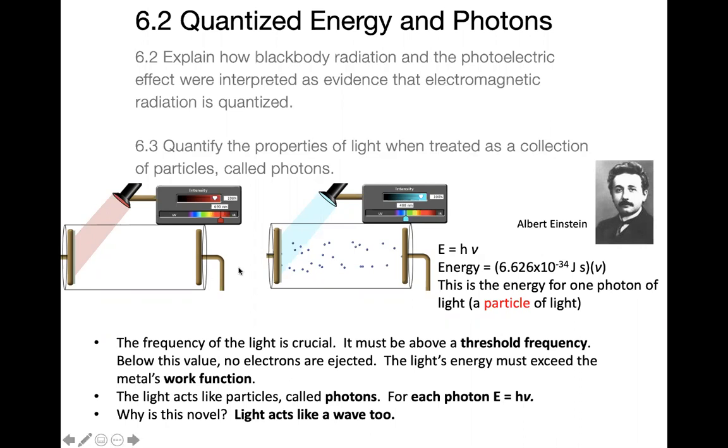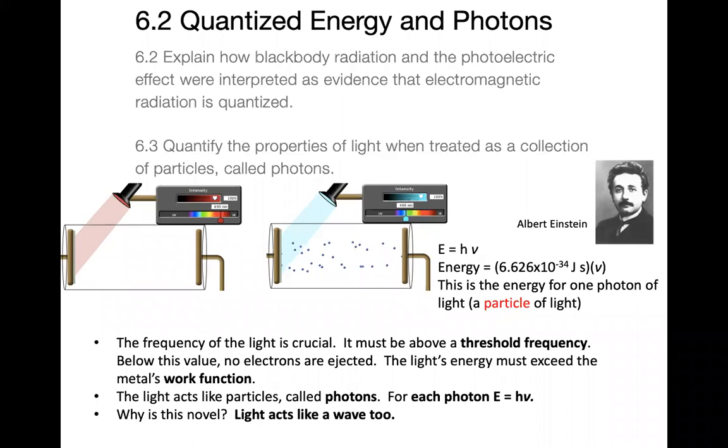Now within this experiment, a couple of takeaways for us right here. The frequency of the light is crucial. It must be above this minimum threshold value. If it's below that value, no electrons are ejected. It must exceed, if you see within the book where it calls it the work function, that is the minimum amount of energy needed to remove an electron from that metal surface.